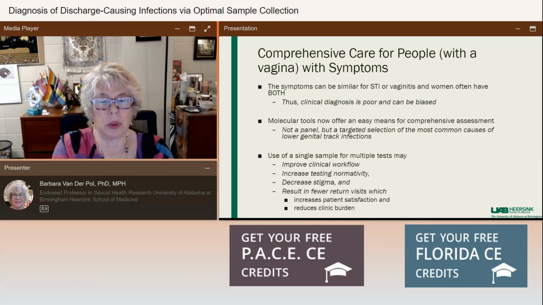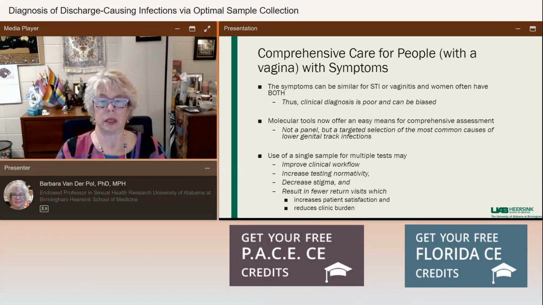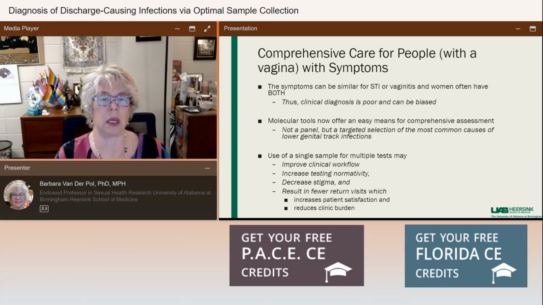So molecular tools now offer us easy means for comprehensive assessment, and it's not a panel, but it's a targeted selection of the 5 most common causes of lower genital tract infection. And given the fact that all of them can be transmitted sexually with the exception of yeast, I think it's important to say, okay, let's understand everything that's going on. And using a single sample for multiple tests obviously improves your clinical workflow.